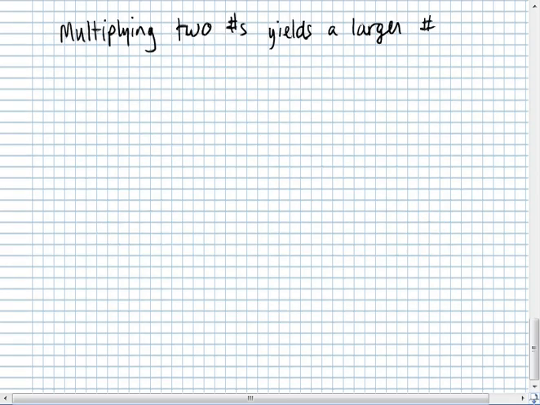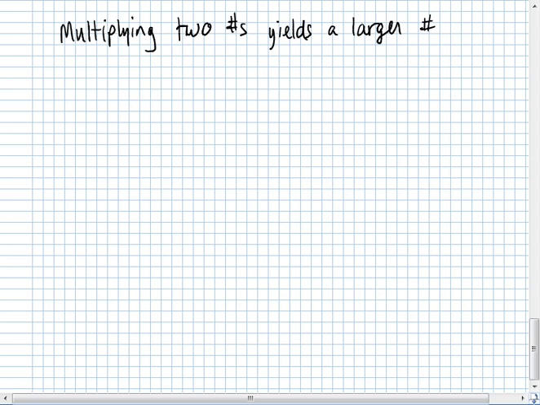Here are some. Okay, so here's a statement: multiplying two numbers yields a larger number. Okay, and that is often true. For example, multiplying 2 and 3 gives you 6, larger than both 2 and 3. 4 times 8 is 32, larger than both 4 and 8. Okay, but it doesn't always work, and so a counterexample would be a case where it didn't work. For example, something like this.